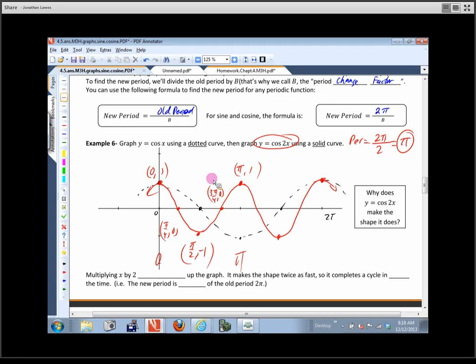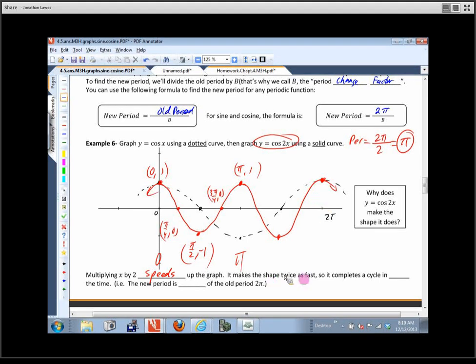Okay, so the question here is, clearly you can see a difference. There is a big difference between the parent graph that's graphed in black and this new graph that's graphed in red. So the question is, why does y equals cosine of 2x make the shape that it does? Why does it make this shape that seems to be cycling a lot faster than the old graph? Well, think about what's happening to the x. Think about what's happening to the angles that we're plugging in. We multiplied, so multiplying x by 2 speeds up the graph. It makes it cycle faster.